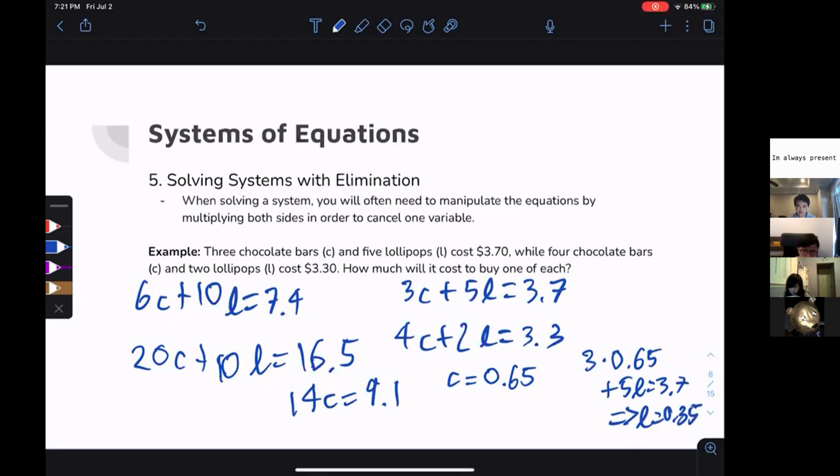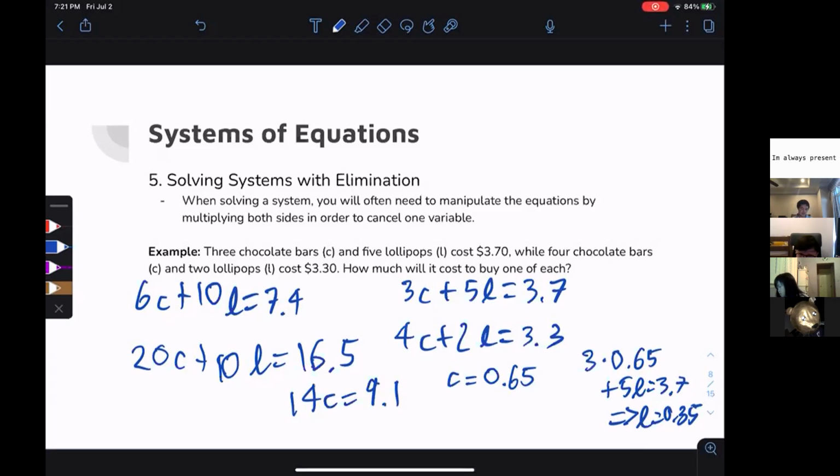Yeah, that's right. For this one, numbers are pretty small, and you can just do it either way, multiplying the first one by 2, the second one by 5, or the first one by 4 and the second one by 3, which is how I did it to verify really quick. And either way, you should end up getting L is 0.35, C is 0.65.